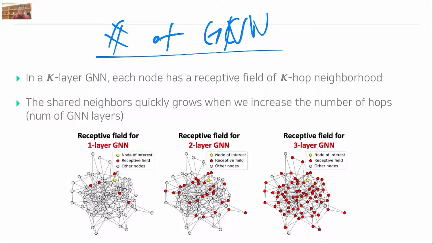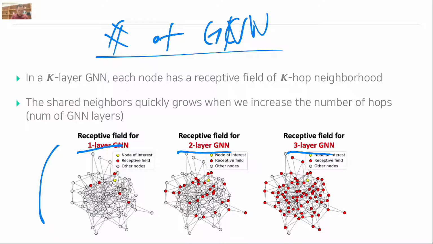Here is a visualization of the result of one layer of the GNN, two layers of the GNN, and three layers of the GNN. The yellow node represents the node of interest. This is the target node. When it is connected, we can visualize the node as red in here. So considering just one layer, we decide the representation of the yellow node just considering the red nodes.